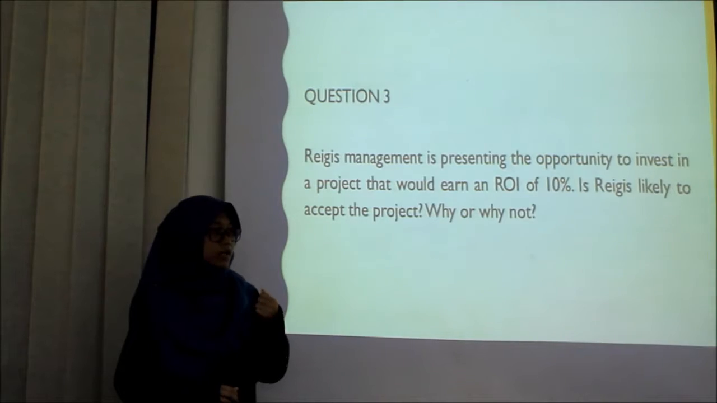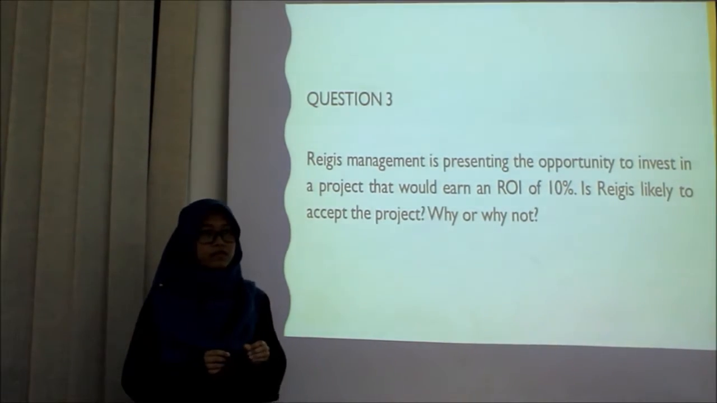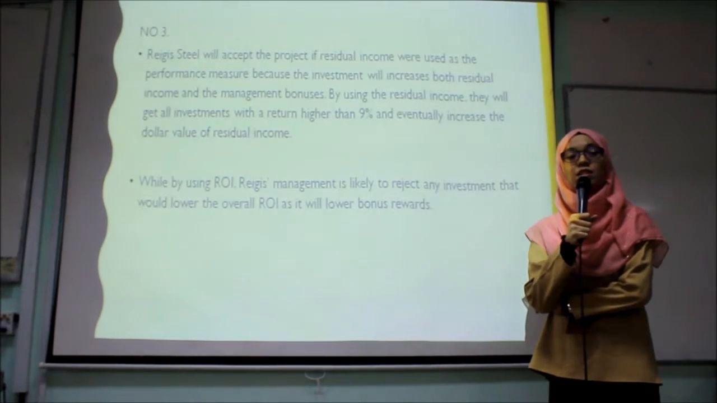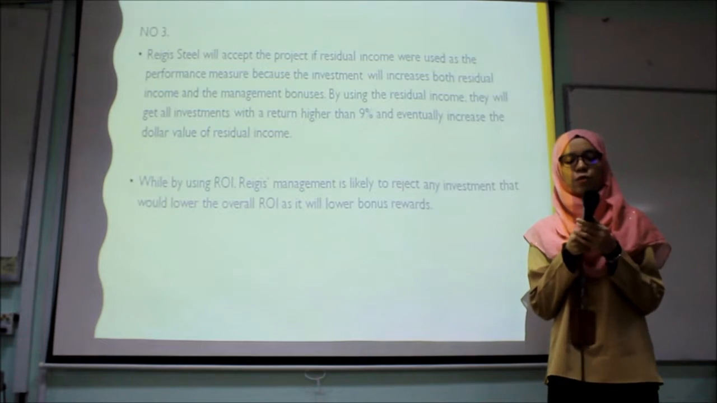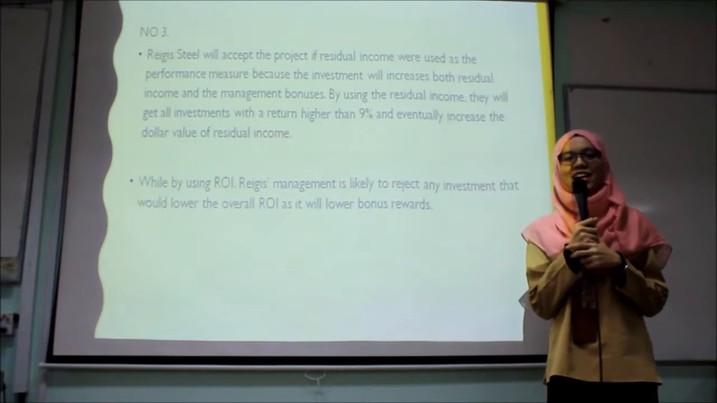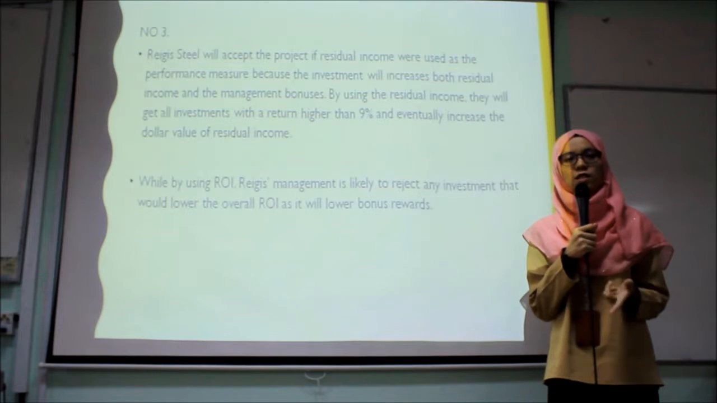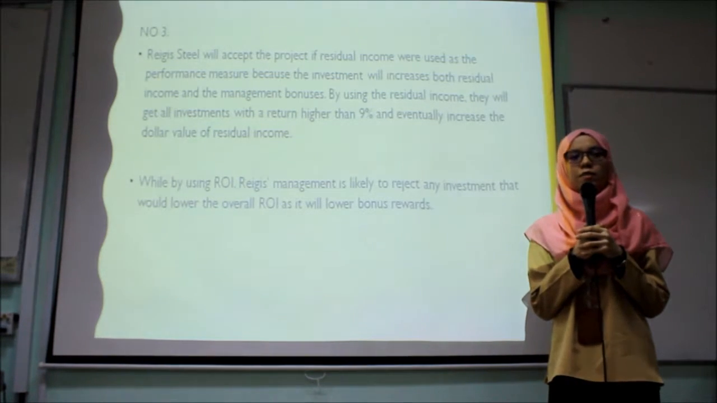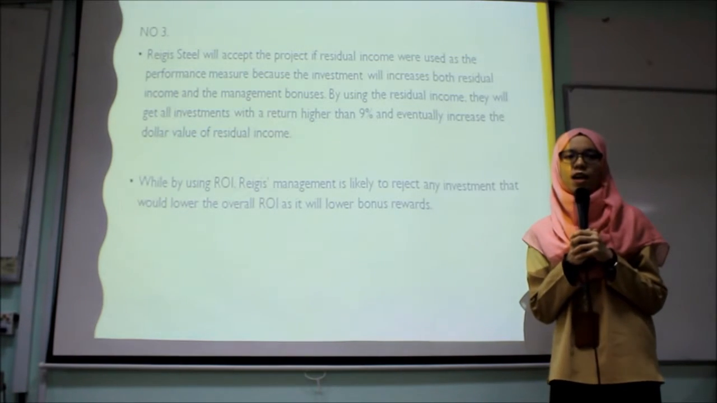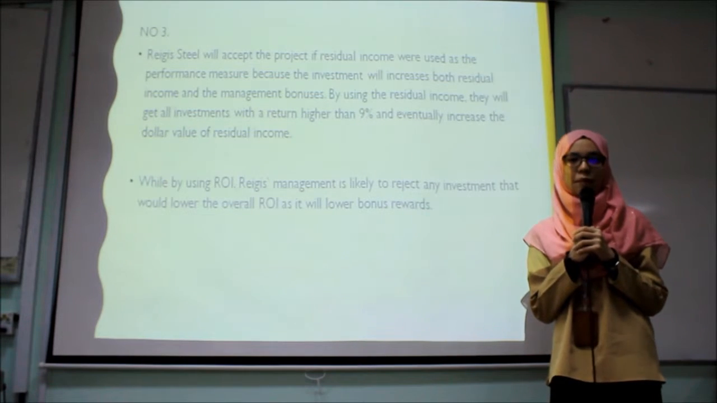The third question is: Reigis management is presented with the opportunity to invest in a project that would earn an ROI of 10%. Is Reigis likely to accept the project and why or why not? For question number 3, Reigis Steel will accept the project if residual income is used as the performance measure, because the investment will increase both residual income and the management bonus. By using residual income, they will accept all investments with a return higher than 9% and eventually increase the dollar value of residual income.